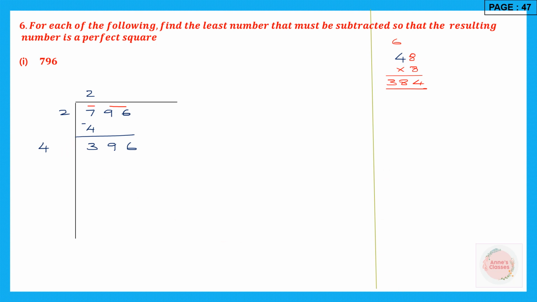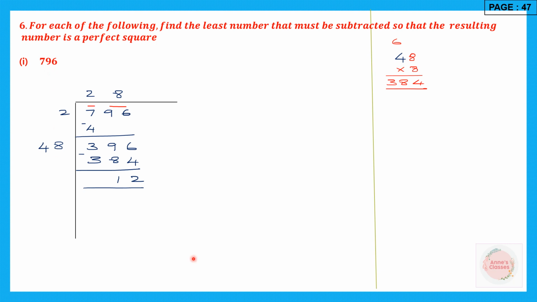So now it becomes 48. So 48 into 8 is 384. Now we have to subtract it. 6 minus 4 is 2, 9 minus 8 is 1, and this is 0, so we have 12. Now children, this is the least number that must be subtracted so that the resulting number is a perfect square. So if I subtract 12 from 796, I will get a number which is a perfect square.